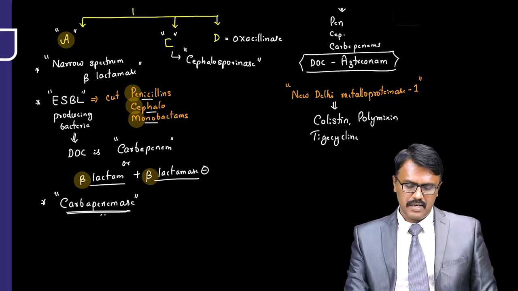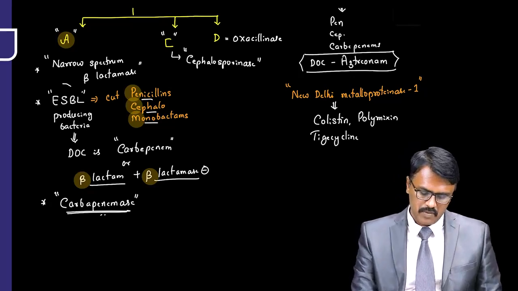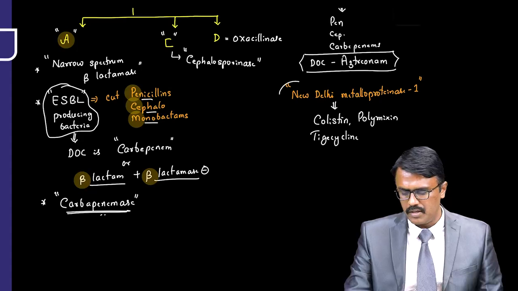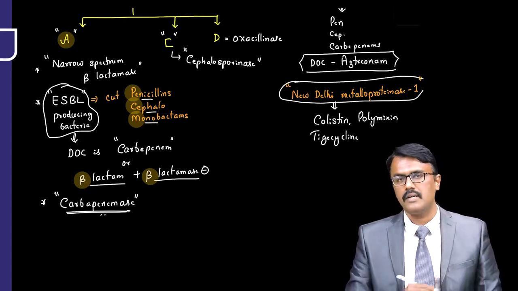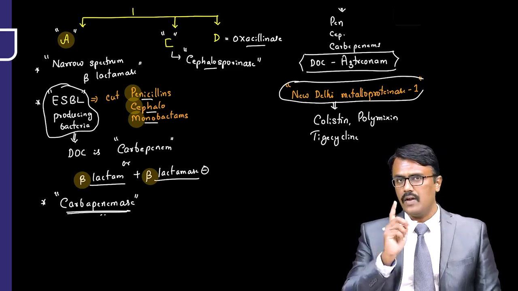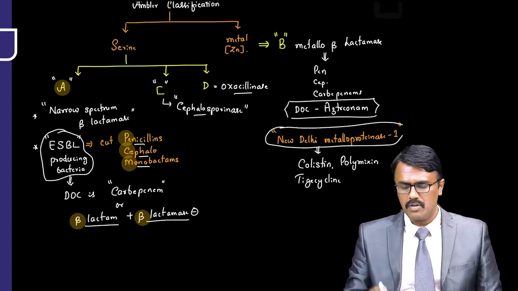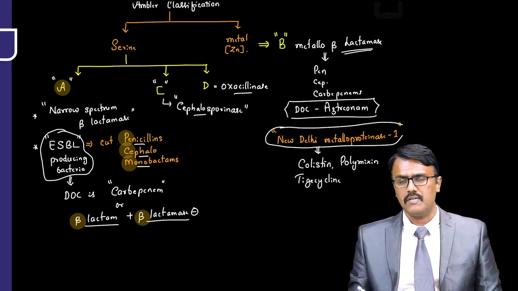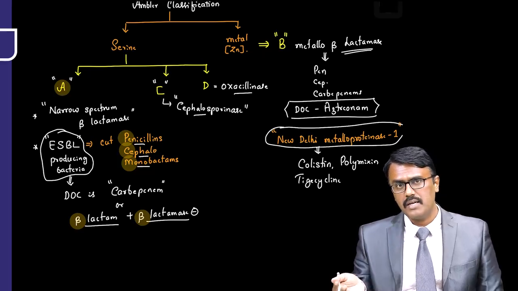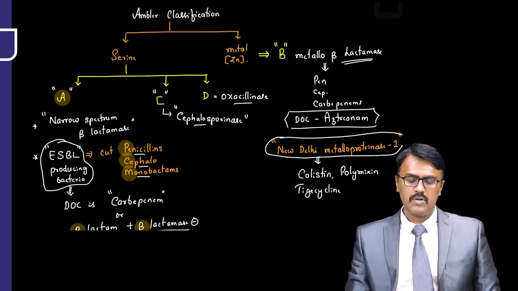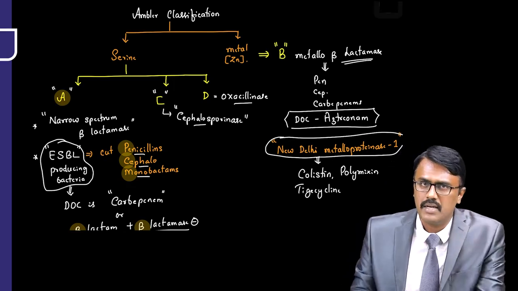So this is the Ambler classification I told you. Most of your exam questions are on how you manage ESBL-producing bacteria and how you treat New Delhi metalloproteinase 1-producing bacteria. And cephalosporinase and oxacillinase are not inhibited by beta-lactamase inhibitors. What about the metallo-beta-lactamase? They are also not inhibited by beta-lactamase inhibitors. Otherwise, we would have combined beta-lactamase inhibitors and given them with the beta-lactams. Not possible. So that is about the Ambler classification of beta-lactamase.